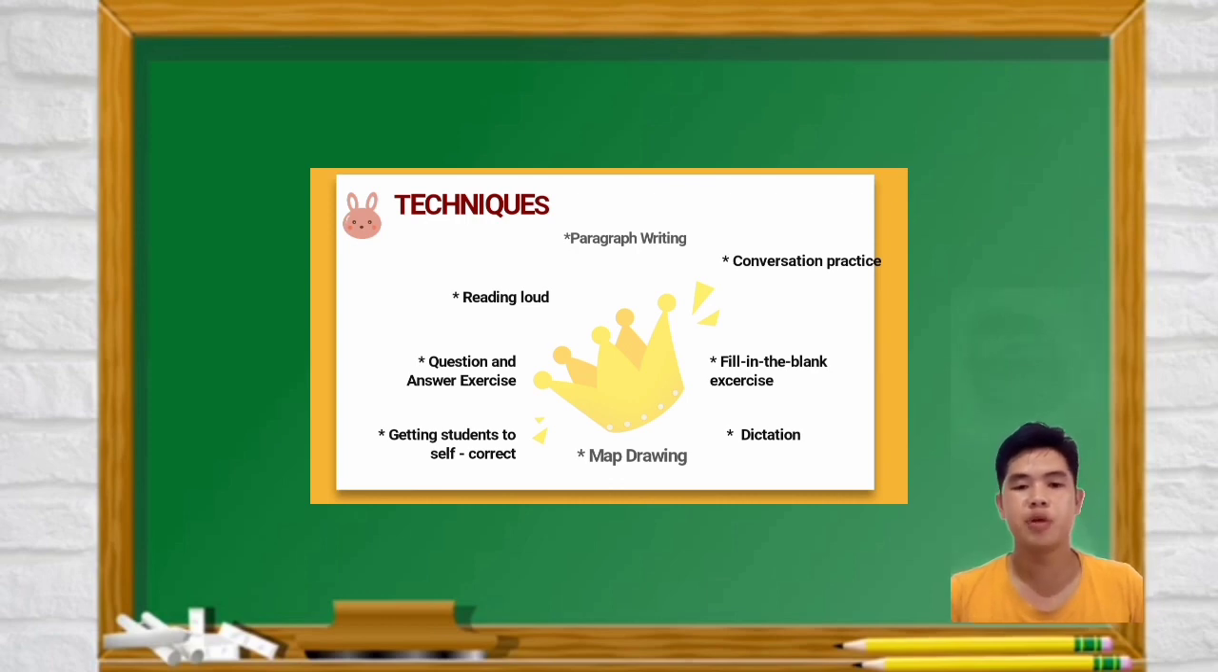Next is map drawing. The students are given a map with geographical features and names. The teacher gives directions to the students. The students can have a completely labeled map if they follow his instructions correctly.